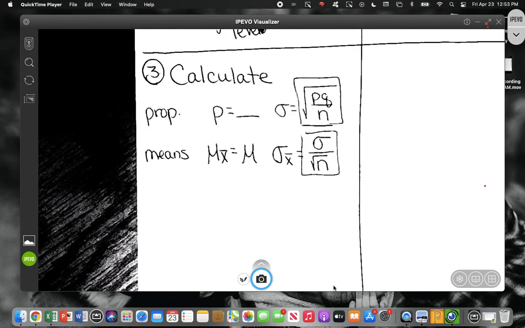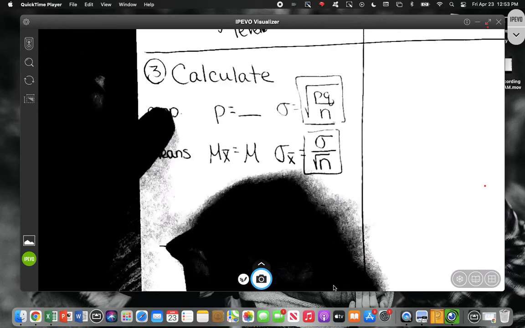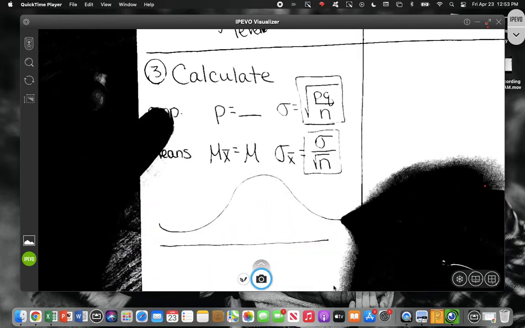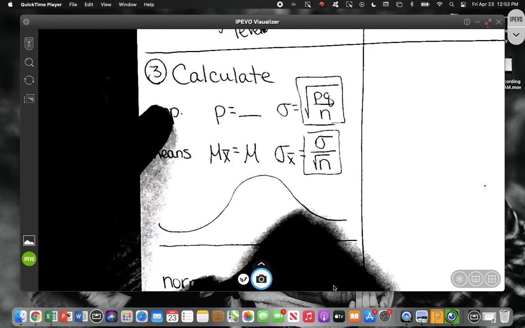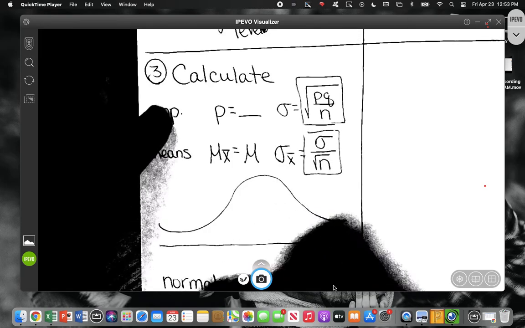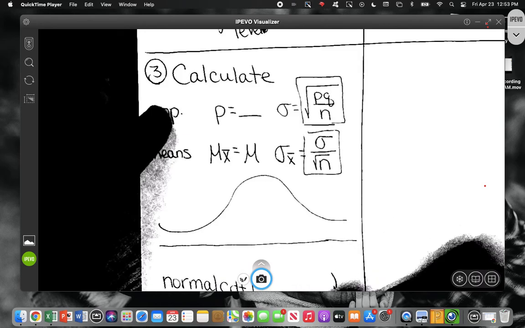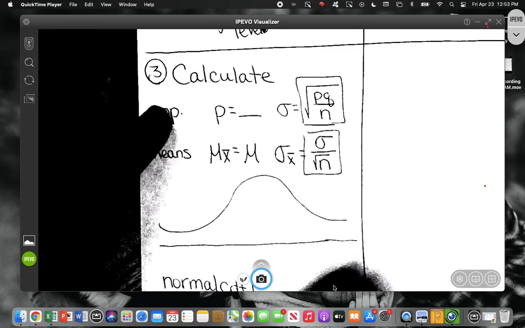So depending on the situation, the first thing you always want to do is your mean and your standard deviation. And then we can make our curve. And then we do our normal CDF based on what we're trying to find, and then that gives us our p-value.